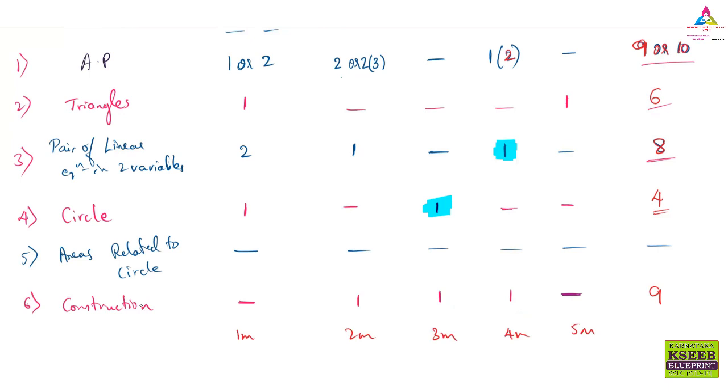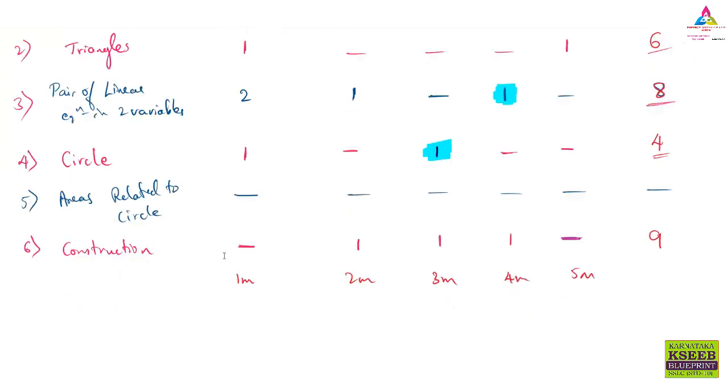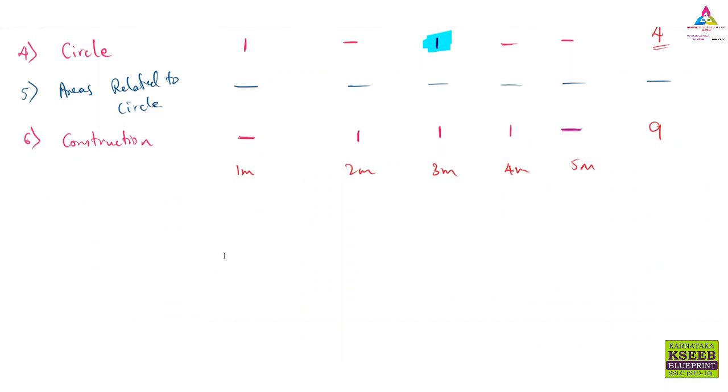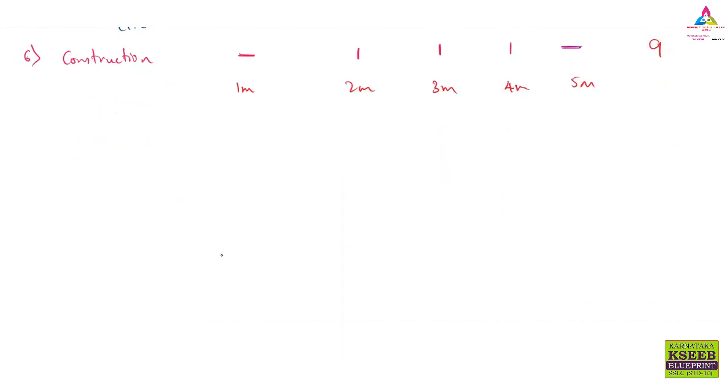Okay, now coming to the 7th chapter. Next we will move on to the 7th chapter. What is the 7th chapter name? That is coordinate geometry.